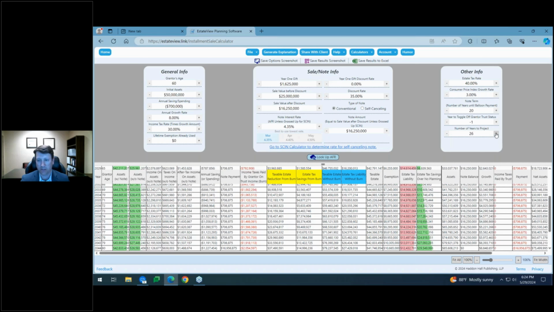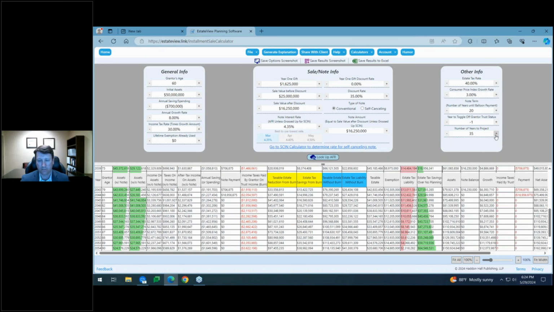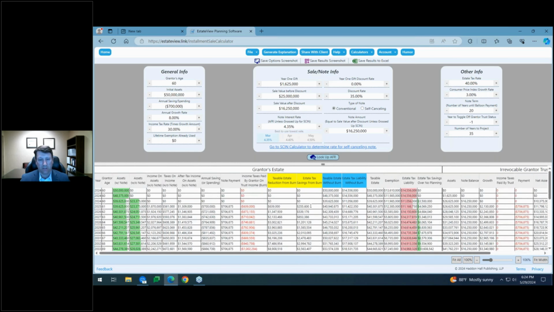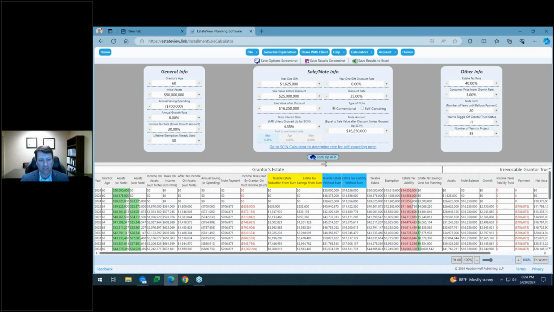And back to our illustration out to age 95, 35 years of projections where we run out of assets. So how can we share this with the client, right? It's valuable on screen, but we want to get it in the client's hands so they can look at this and analyze it and determine if this transaction is right for them.